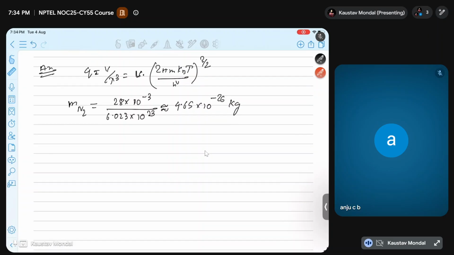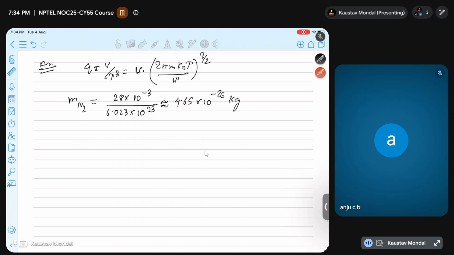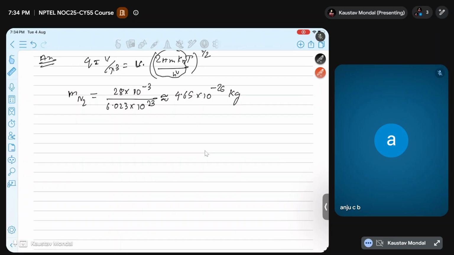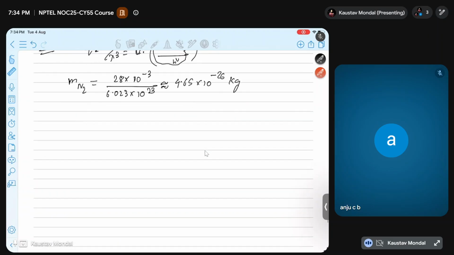So now we will calculate the translational partition function. First we will calculate this constant part only, without the temperature right now: 2 pi m k by h square, to the power 3 by 2. Next we will multiply this constant with the two different temperatures, and by doing that we will get the two different partition function values.